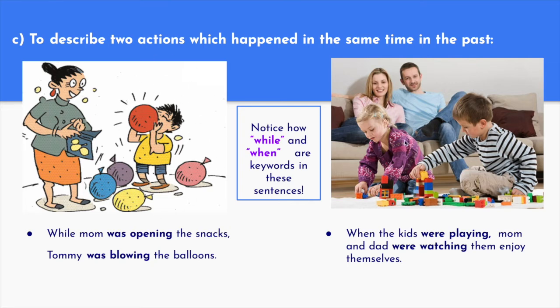All right. Finally, when the kids were playing, Mom and Dad were watching them enjoy themselves. Two continuous actions in the past. Kids were playing. Mom and Dad were watching them. Okay? So they are continuously happening in a simultaneous way.